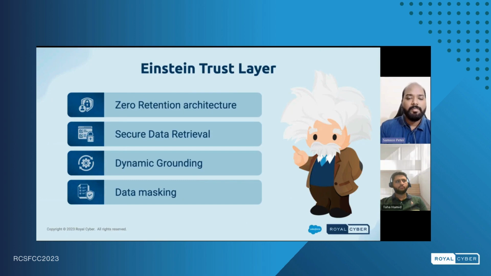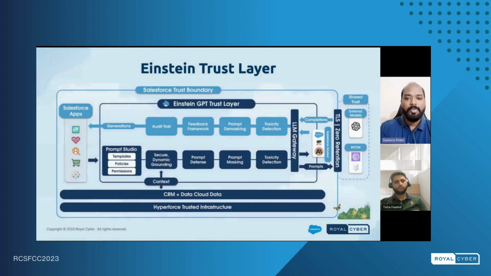So the Einstein Trust Layer addresses these challenges with a number of techniques. First of all, zero retention architecture. Throughout Salesforce GPT, Einstein has created a zero retention policy. In discussions with OpenAI, OpenAI accepted a contractual obligation not to retain Salesforce data, and Salesforce also audited OpenAI's architecture to ensure that no data is retained.